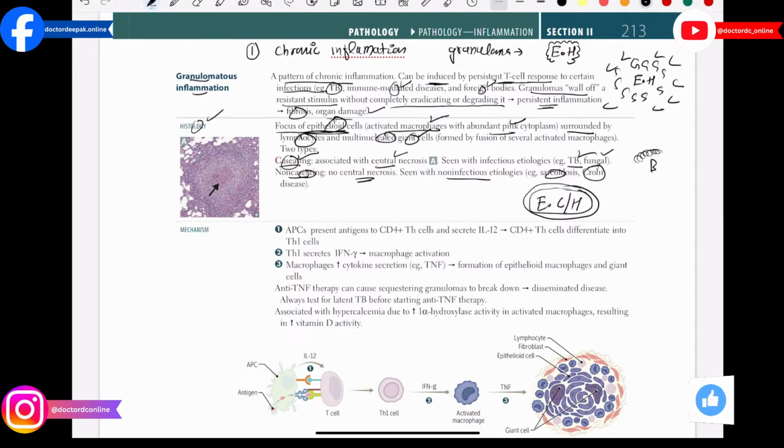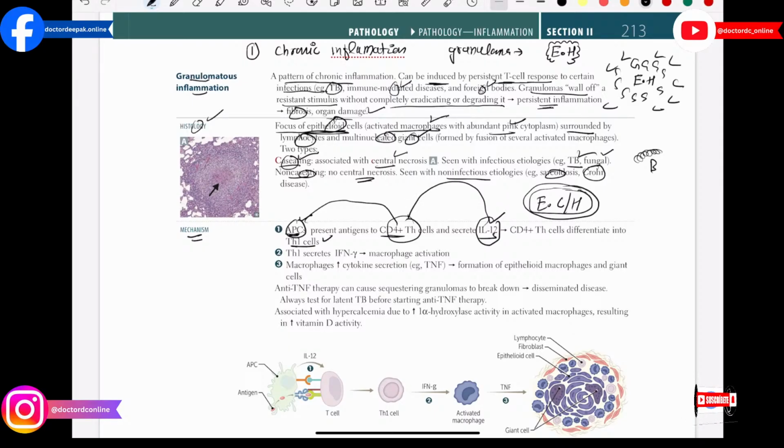So, okay, now let's discuss how the granuloma is going to be formed in your body. Here we are going to discuss the mechanism of granuloma formation, or you can simply say what are the steps involved in granuloma formation. First of all, you have to remember the antigen presenting cells which are present in our body. They are going to present antigens to the CD4 T helper cell, and when the antigen presenting cell presents the antigen to the CD4 positive T helper cell, these cells will secrete interleukin 12, and this interleukin 12 will go and stimulate the CD4 positive T helper cell into a T helper 1 cell.